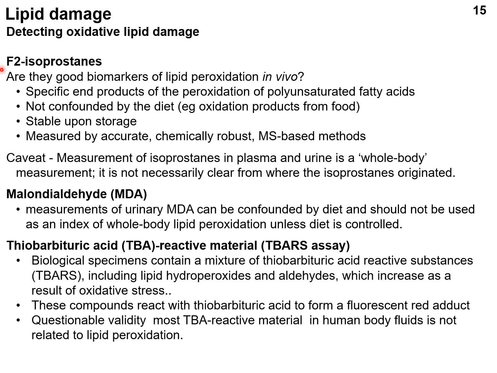So let's start with the F2 isoprostanes. They're specific end products of the peroxidation of polyunsaturated fatty acids. That's good, because it means you're not going to be confounded by other potential interfering compounds. For example, protein carbonyls can occur as a result of glycation. This is not going to happen with the isoprostanes. A second potential issue is diet. Are there oxidation products in food that can affect your interpretation? The good thing about isoprostanes is that's not a problem.